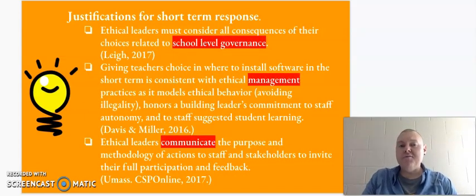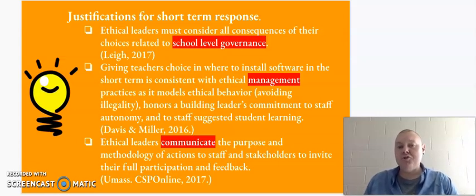Another justification for this short-term response is that ethical leaders have to consider all consequences of their choices as it relates to school-level governance. In this particular case, it is not enough for Mr. Sample to just say that he warned Mrs. Lynn. He has to think about the consequences that are at play for the district and for the school if this behavior continues.